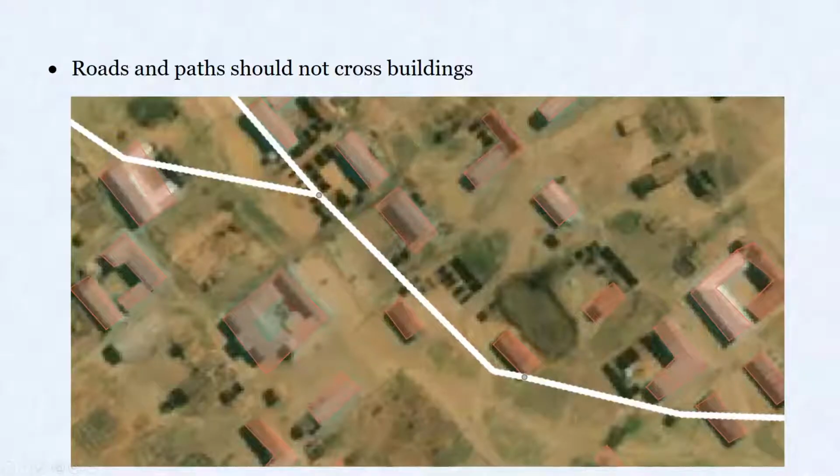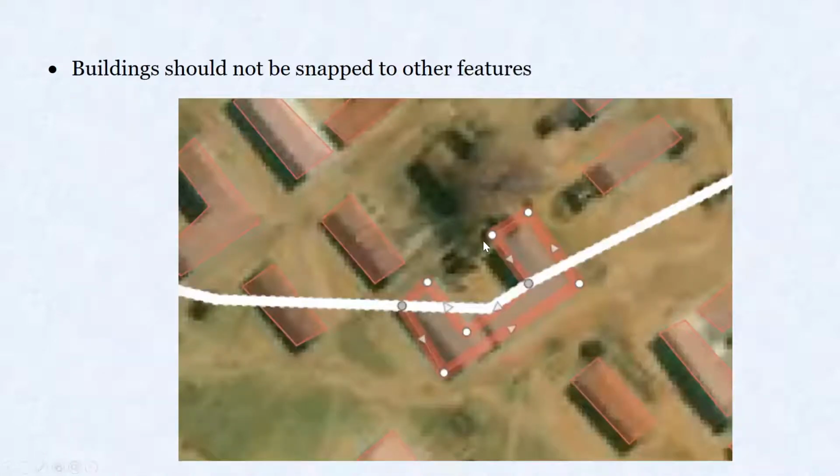And then a common thing that can happen is you have a road that will go through a building. Well, that's a bad thing, because you cannot drive a car through a building, or a motor taxi, or even walk. So a building should not cross a road. And then also here you can see that this road was snapped to this building. And so that's also a bad thing.